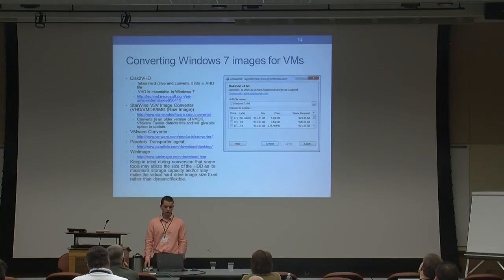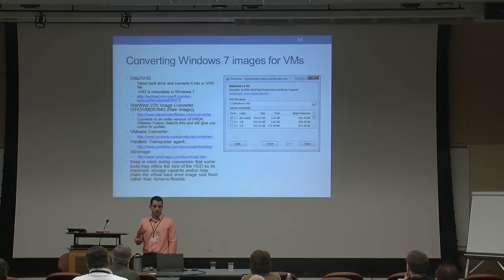So Disk2vhd just takes the hard drive that you have attached to your computer, internally or externally, and creates a VHD file. It's also pretty cool because you can mount those files in Windows 7 and edit them if you wanted to. And once I have that VHD file, I can convert it again to a VMDK format.